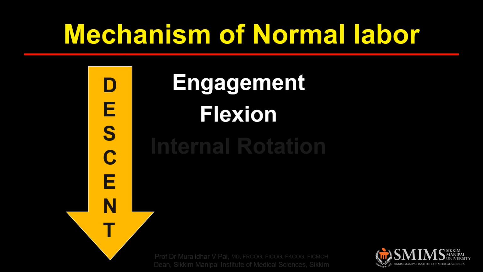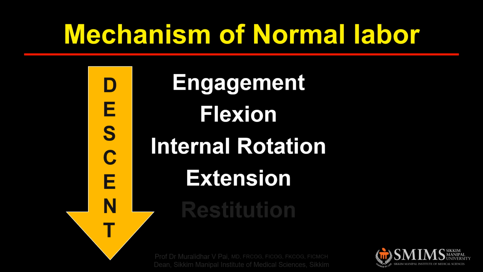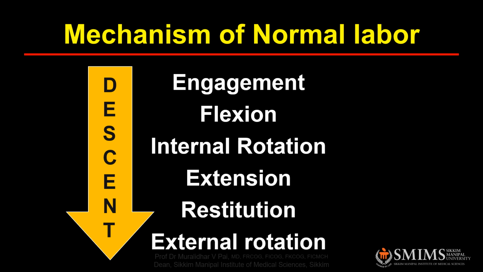So to summarize the mechanism of labor: engagement, descent which occurs throughout, then the flexion of the head, followed by internal rotation, delivery by extension, untwisting of the head, that is restitution, and then the delivery of the shoulders by internal rotation of the shoulder and corresponding external rotation of the head.